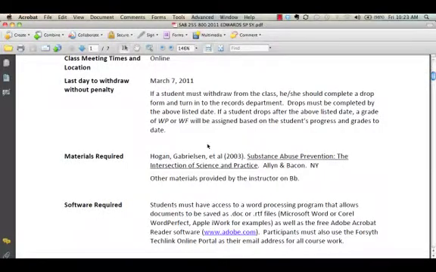Our textbook is Hogan, Gabrielson, and others. Substance Abuse Prevention, the intersection of science and practice. We will be using this textbook as we go along in the course, not necessarily chapter by chapter or in the order that it's written, because I want to include a significant amount of online reading material based on current prevention practice. So basically, I expect 60% of our reading will come from online material, and 40% of our reading will come from the textbook.